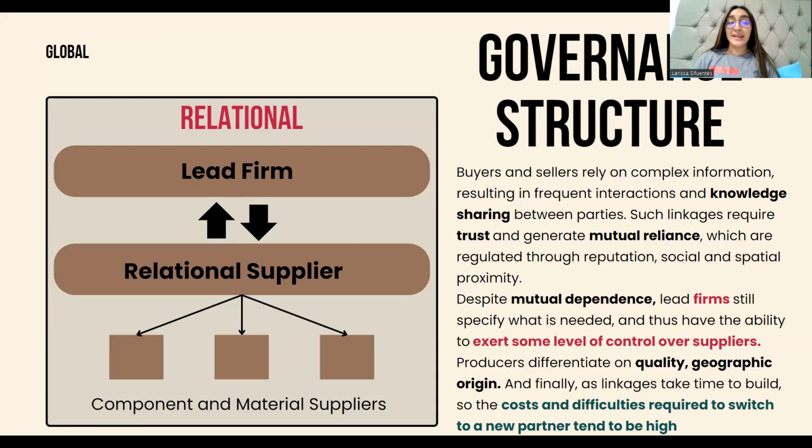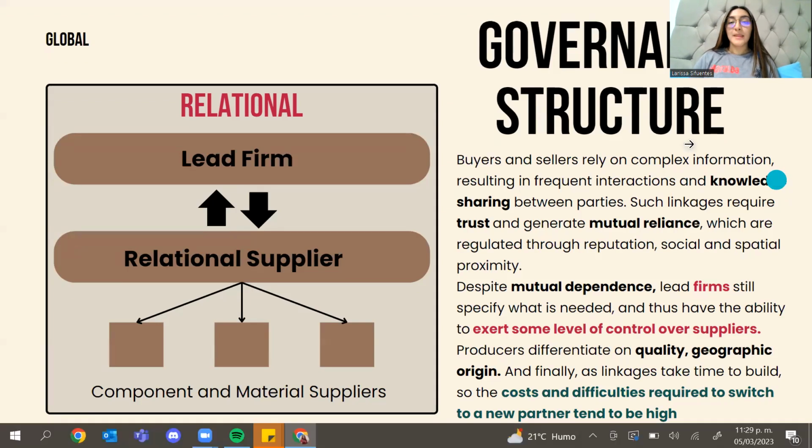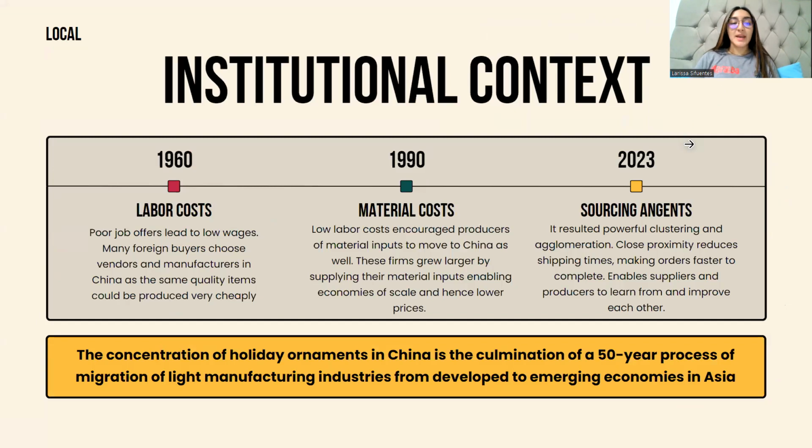And despite it, this creates a mutual dependence. The lead firms still specify what is needed and thus have the ability to exert some level of control over suppliers. And the producers differentiate on quality and geographic origin. And finally, these linkages take time to build, so the costs and difficulties required to switch to a new partner tend to be very high. Why did I mention this? Because we have a context of 50 years of profit.